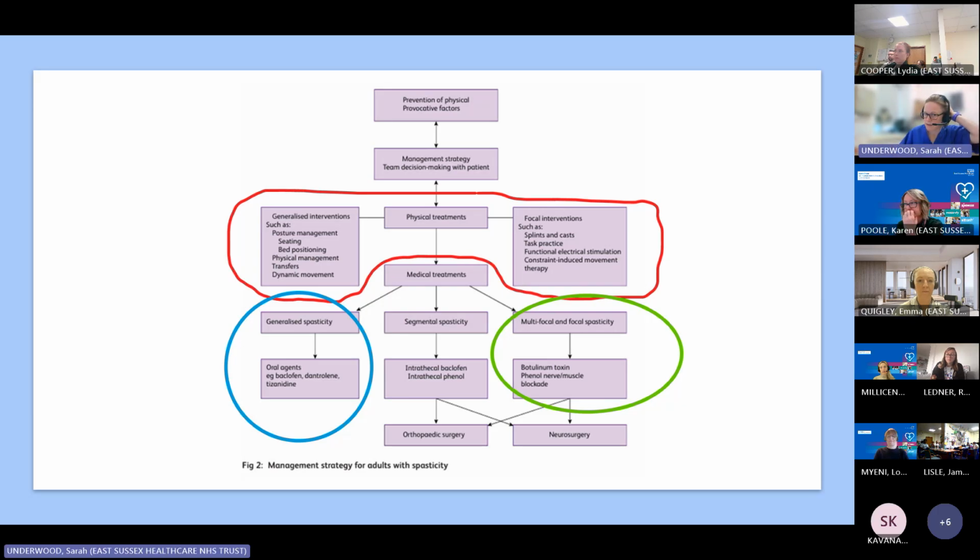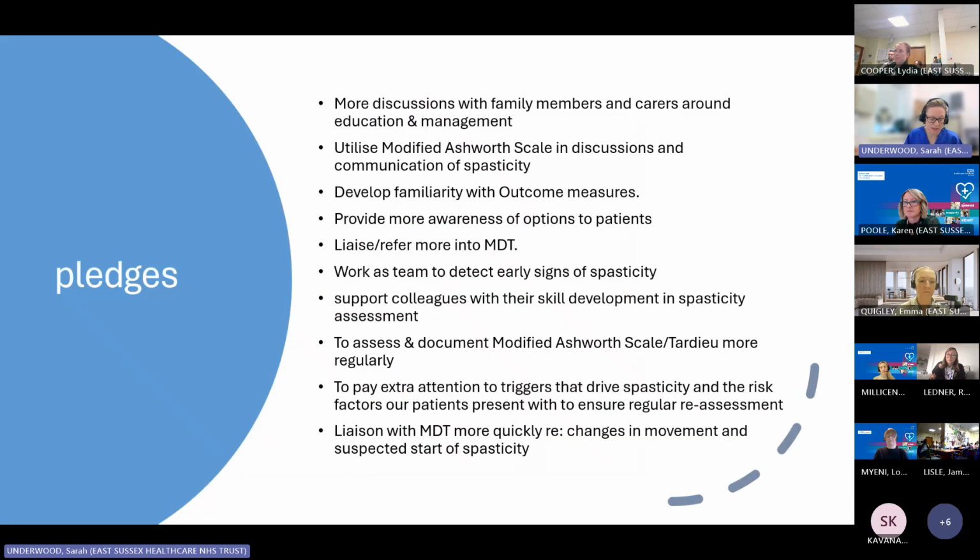For those that attended last session, you were asked to pledge at the end what your change in practice would be or what you would do following that session. So I just wanted to recap some of those. People said they were going to have more discussions with family members and carers around education and management, which is great. And one of the things that was shared, if you hadn't seen it already, was the Stroke Association's spasticity after stroke leaflet, and also the ACTION acronym, which is around the routine monitoring of spasticity after stroke.